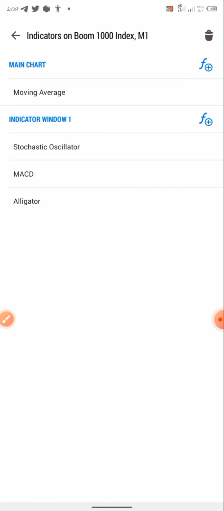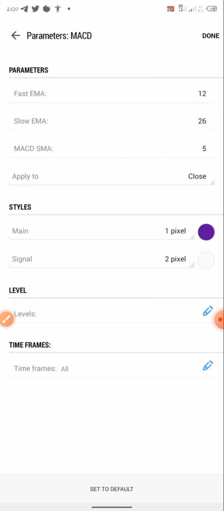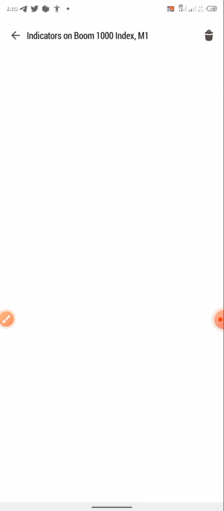Now the second indicator we are going to add in indicator window 1 is the MACD. So add your MACD. These are the parameters for the MACD as well. Fast EMA is 12, slow EMA is 26, MACD EMA is 5. Apply to close. These are the styles. Set everything up like this, then click on done.